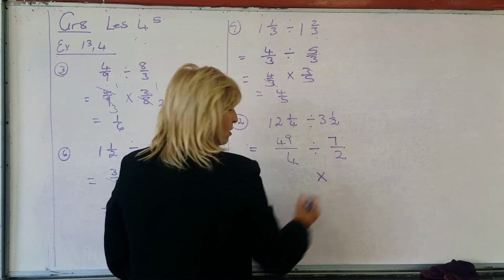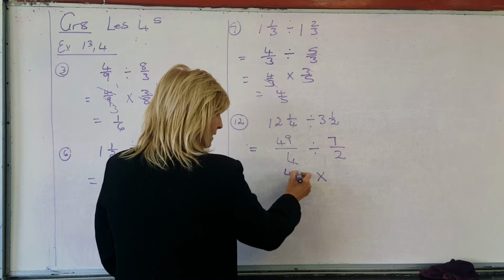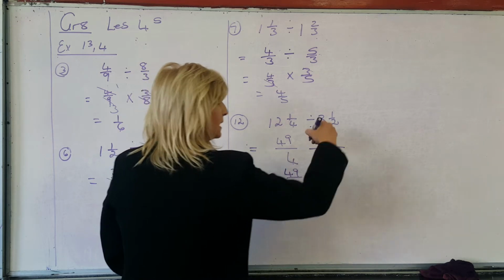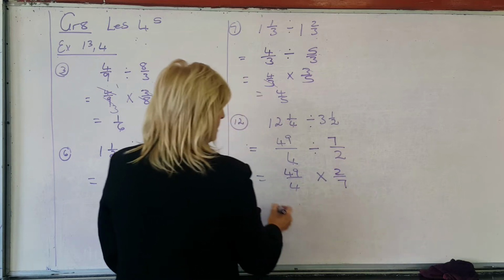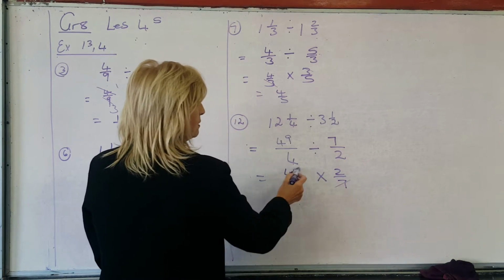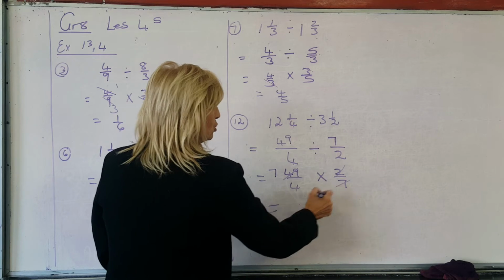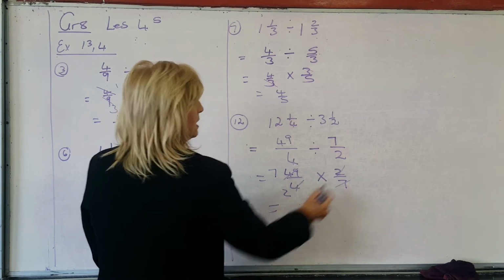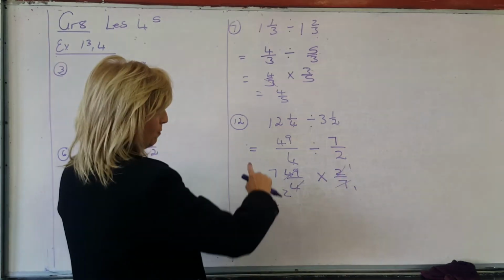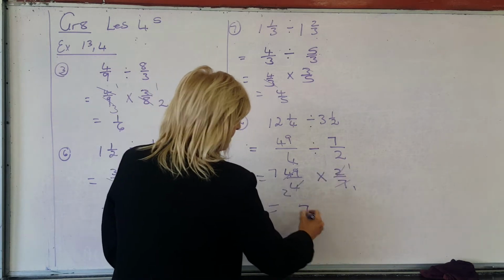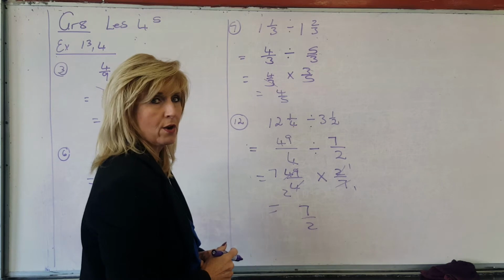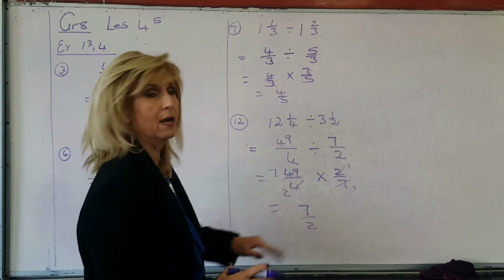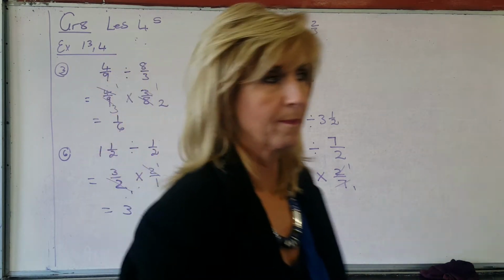Nou gaan hy verander na 'n maal toe. Hierdie bly wat hy was, maar die ding wat gedeel is, word maal met die omgekeerde 2 op 7. So I've got 7 goes into 49 7 times, 2 goes into 4 2 times. Daar bly ons nog enetjies oor net, so bo is 7 maal 1 is 7, and at the bottom is 2 times 1 is 2, which is 3.5, but leave it like that, it's acceptable.